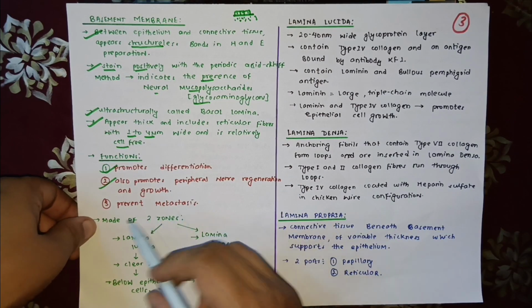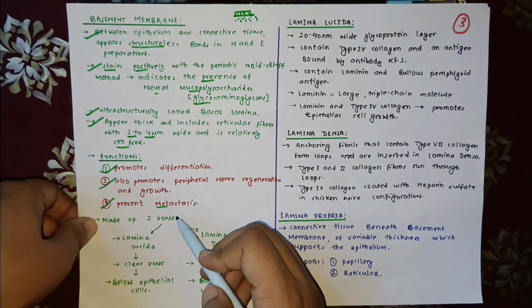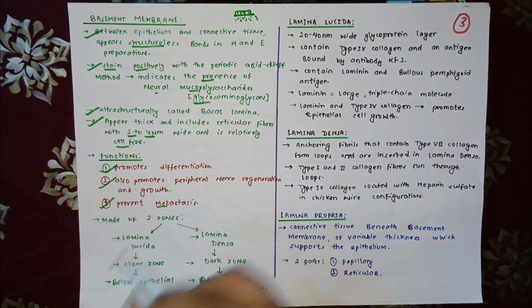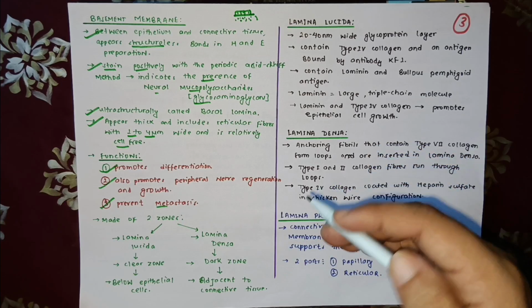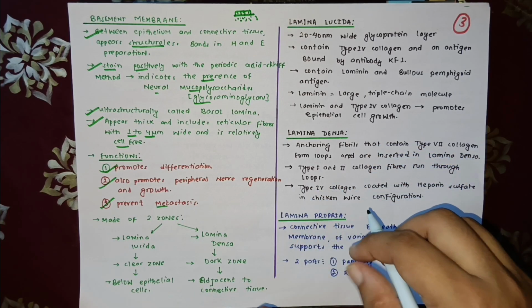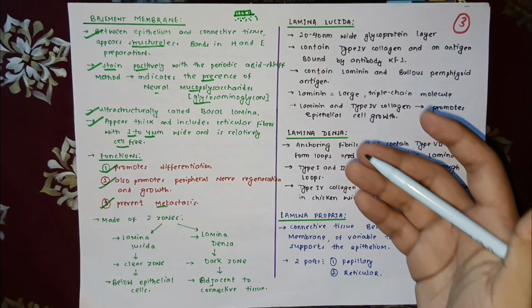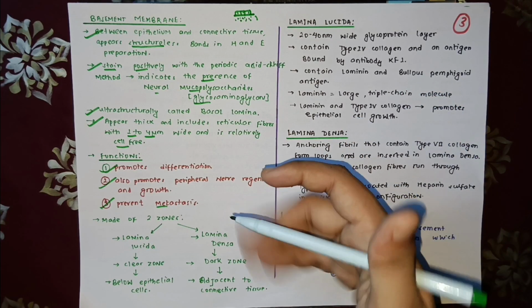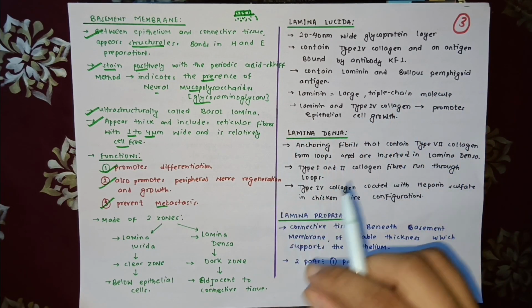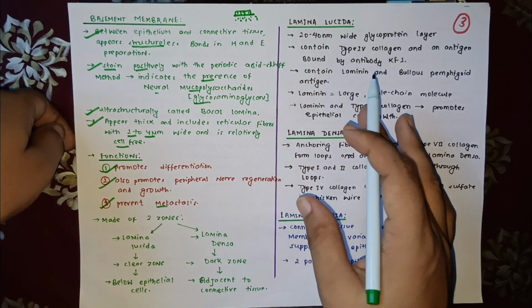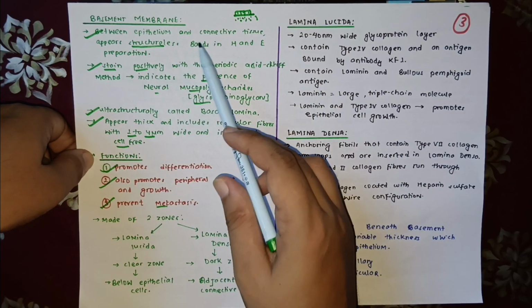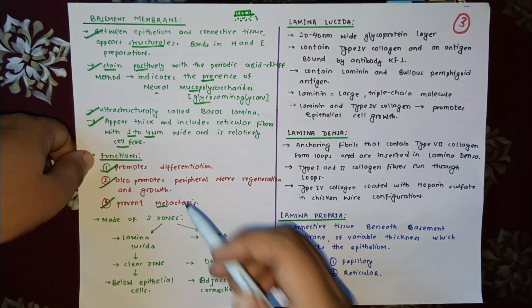After that, it prevents metastasis, and this is very important. I think you have studied metastasis in general pathology. In neoplasia, metastasis means breaching of the basement membrane. If cancer cells break the basement membrane, that type of cancer is called malignant cancer. This is a simple concept. Breaching the basement membrane leads to metastasis, which is present in malignant cancer, so the basement membrane prevents metastasis.